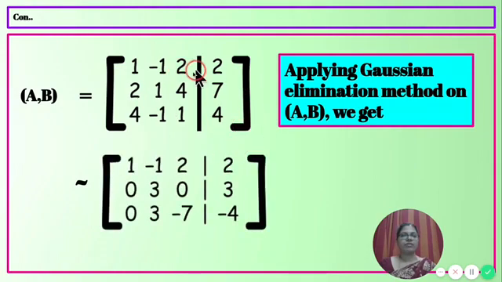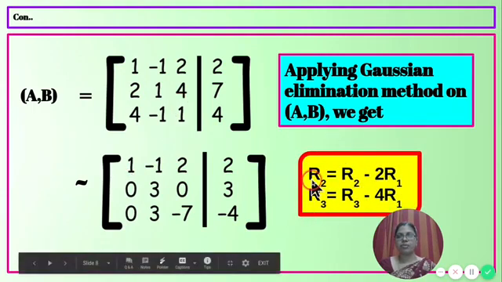So we have to transform this augmented matrix into an upper triangular matrix. For that I am applying this linear operation. R2 is equal to R2 minus 2R1. R3 is equal to R3 minus 4R1. So after applying this, I get this matrix. So we have to make these 2 elements into 0. Now we have to make this element into 0.